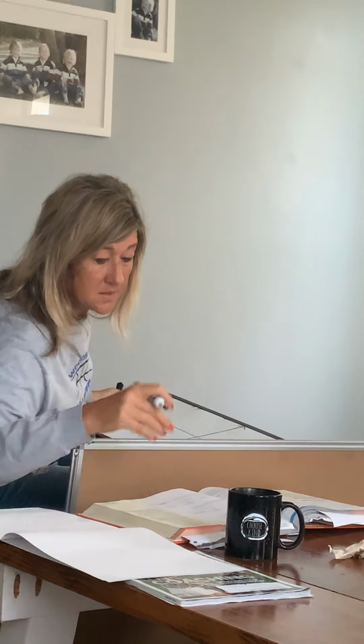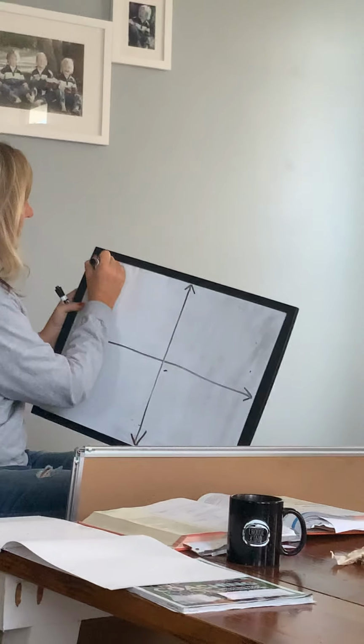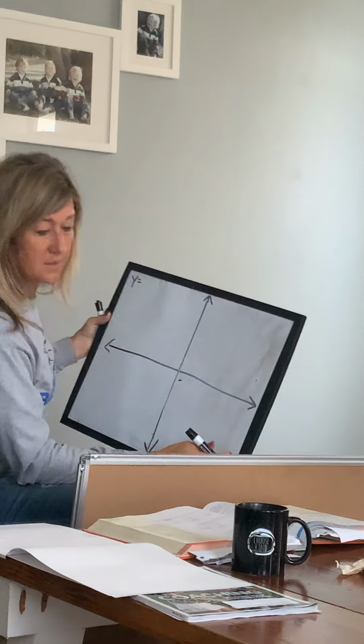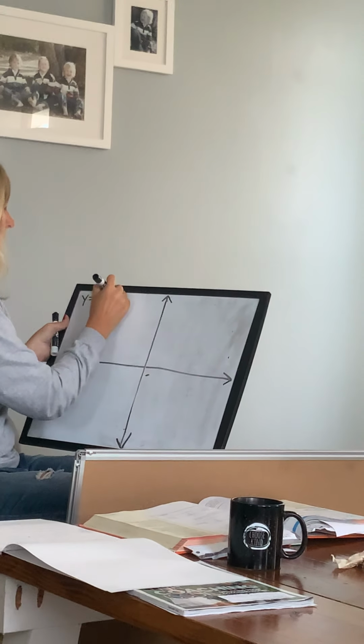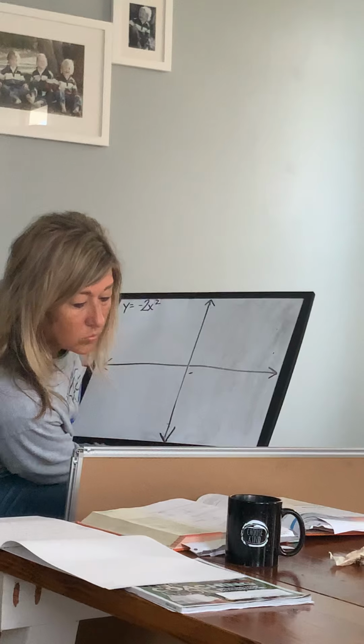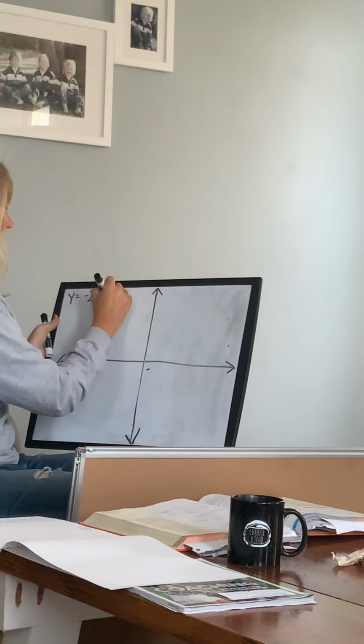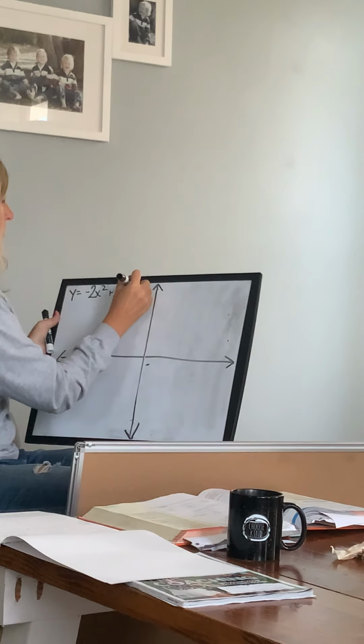Let's see here. Let's do an easy one. So we're going to do y equals negative 2x squared plus 2x minus 3.